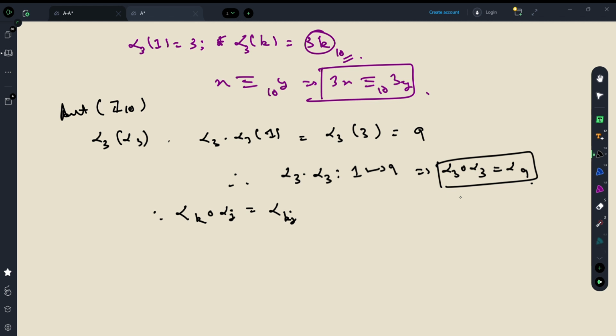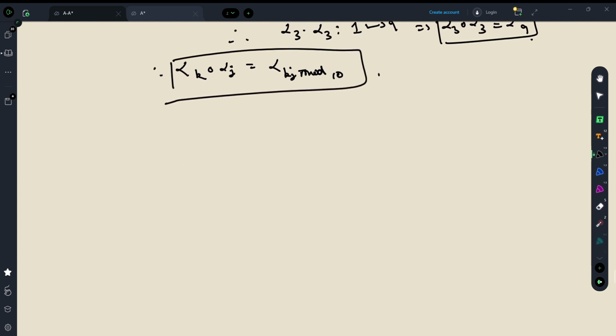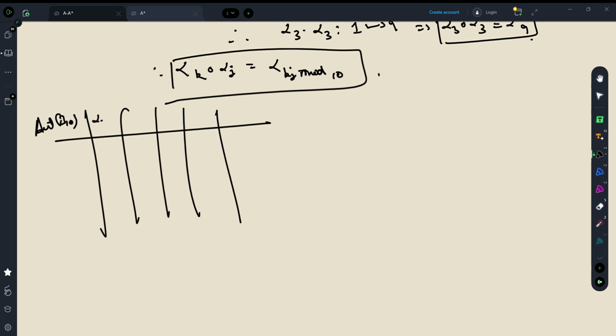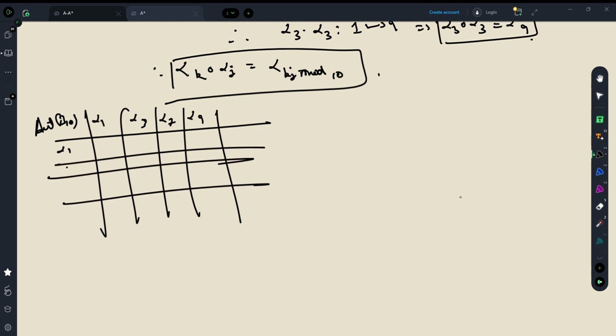In the same way, you can check that alpha k composed with alpha j is nothing but alpha kj modulo n, for the case of Zn, or in this case modulo 10, right? Clear? Therefore, what is the Cayley table for the automorphism group of Z10? So, we have alpha 1, alpha 3, alpha 7, alpha 9, along both the rows and columns.